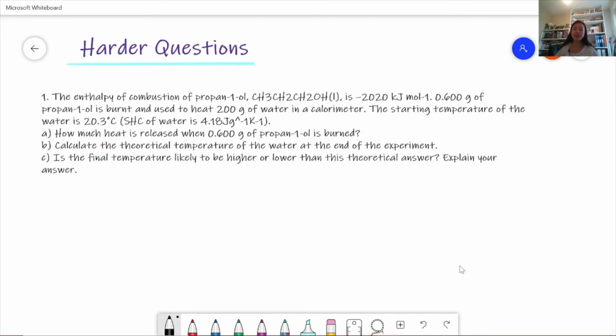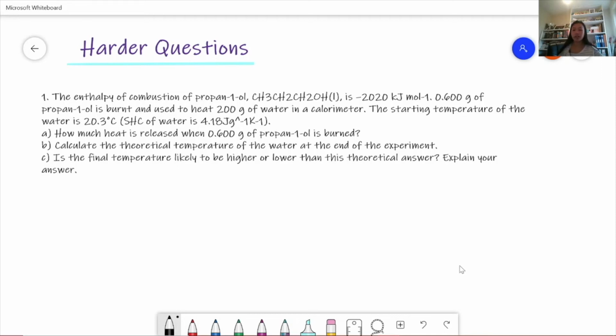Hi everyone, thanks so much for joining me for this video. We're going to look at some harder questions for the topic of calorimetry now. So the first question says, the enthalpy of combustion of propan-1-ol is minus 2020 kilojoules per mole. 0.6 grams of propan-1-ol is burnt and used to heat 200 grams of water in a calorimeter. The starting temperature of water is 20.3 degrees and the specific heat capacity of water is 4.18. How much heat is released when 0.6 grams of propan-1-ol is burnt?